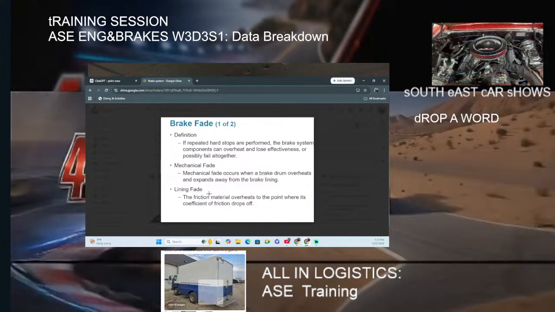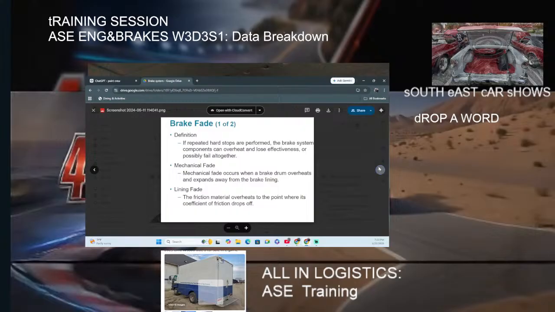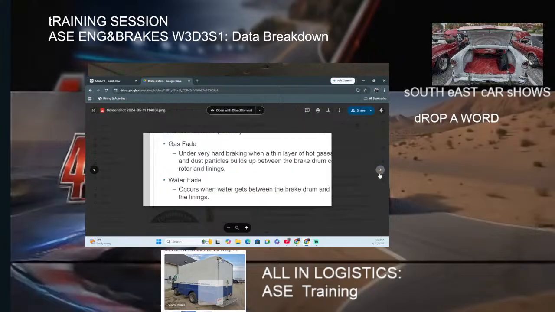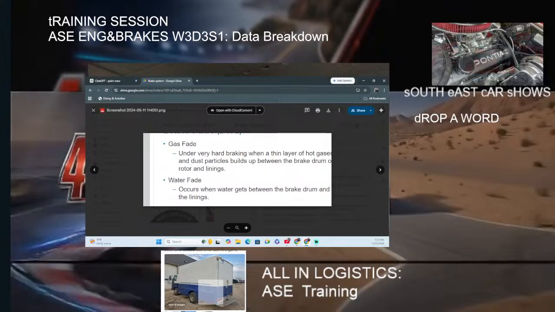Lining fade. The friction material overheats to the point where its coefficient of friction drops off. Then we have the gas fade. Under very hard braking, a thin layer of hot gases and dust particles builds up between the brake drum or rotor and lining. Water fade occurs when water gets in between the brake drum and the linings.